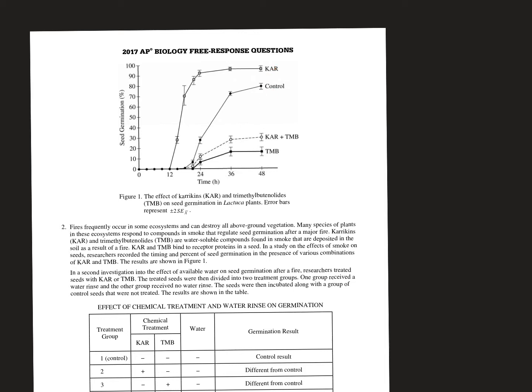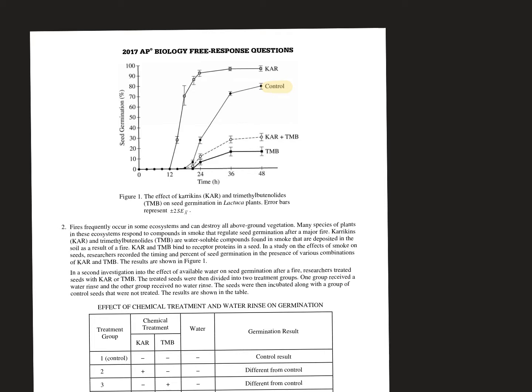And I'm going to have at least 1, 2, 3, 4 different groups. I can see from the graph, without reading any more, that I have my control group. And now I read the figure label, and it says the effect of carrageenans, CAR, and trimethyl butylides, TMB, on seed germination in lactuca plants. The error bars represent plus or minus 2 standard errors, right? Okay, so this is plus or minus 2, up or down.